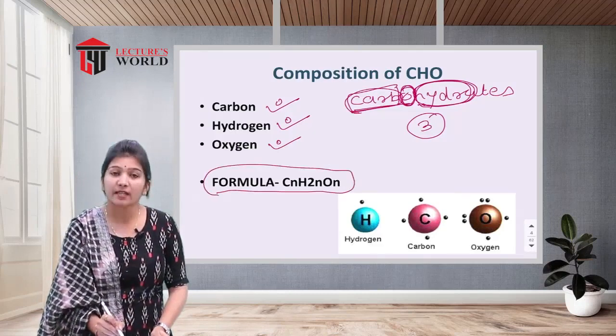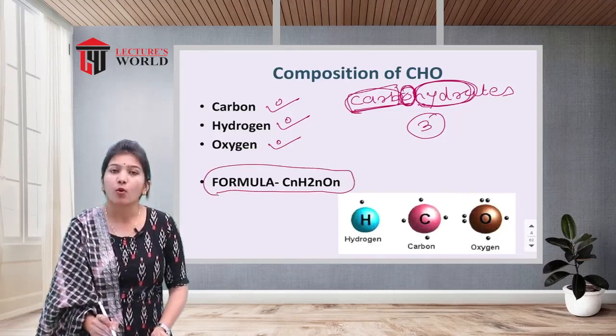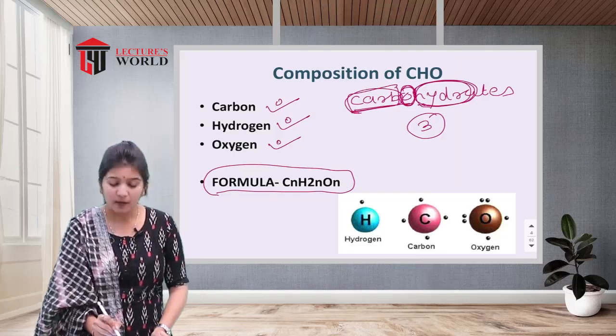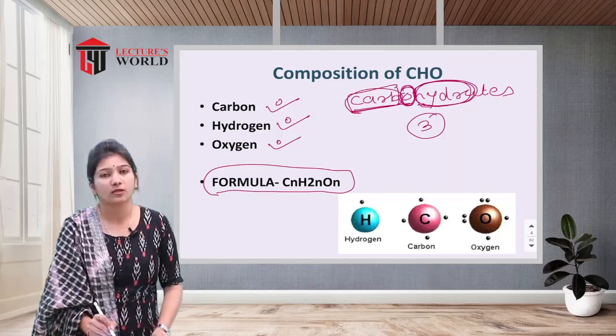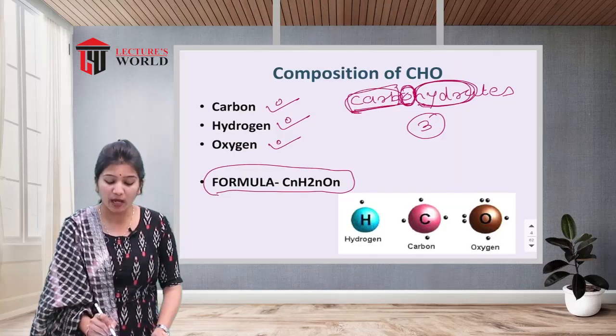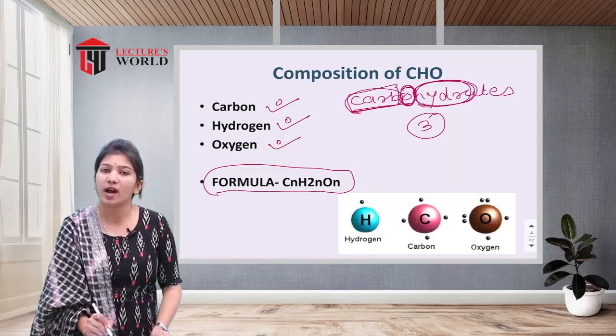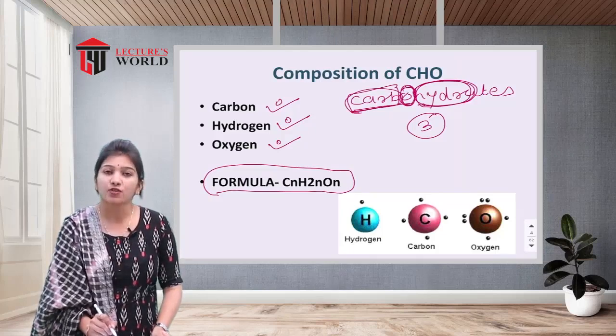So that is CnH2nOn, where C denotes carbon atoms, H denotes hydrogen atoms, and O is for oxygen. So the chemical formula of carbohydrate is CnH2nOn.